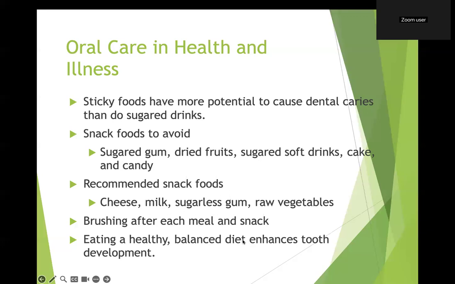So, brushing after each meal and snack. Educate parents to ensure that, depending on the child's age, the parent is brushing their teeth after every meal or snack, or that they're teaching their child to do so, which can be difficult as they get into their preteen and teen years, especially for boys.